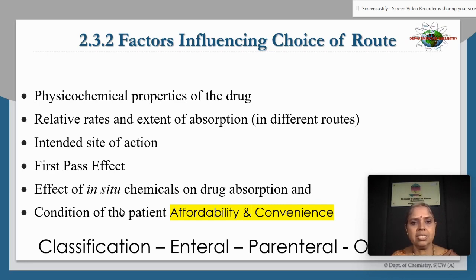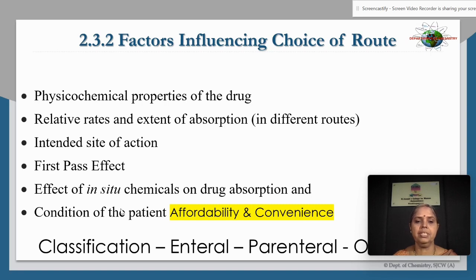What is first pass effect? We know in the previous discussion under the pharmacokinetics and pharmacodynamics chapter, we have seen what is first pass effect. First pass effect is a particular metabolic activity occurring in the liver which will reduce the concentration of the drug even before it reaches the target site. So, if a particular drug is required in a very precise concentration at a particular site, then generally it is advisable to avoid the first pass effect route.